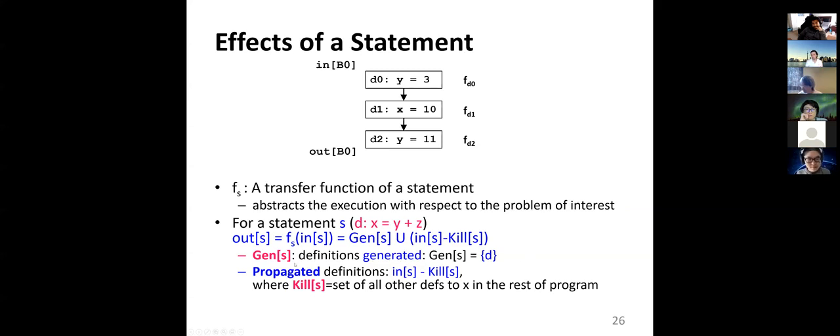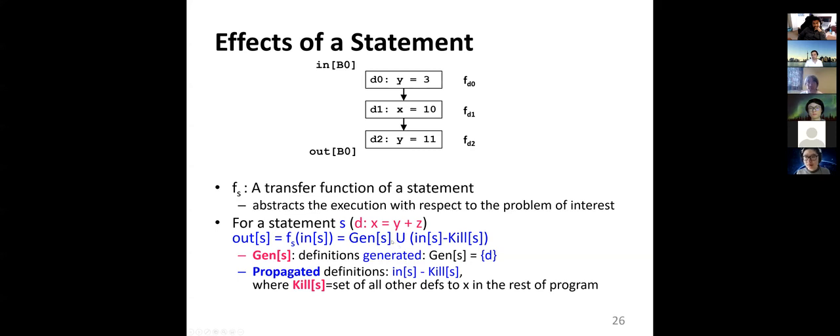One thing I want to highlight, the kill is non-selective. It doesn't care whether that X from the rest of the program can reach this point or not. It's very local. If it sees that X here is redefined, any other X in the rest of the program is killed in this place. Okay, is this clear? So this is essentially how the transfer function is defined. It's just a union of these two expressions.